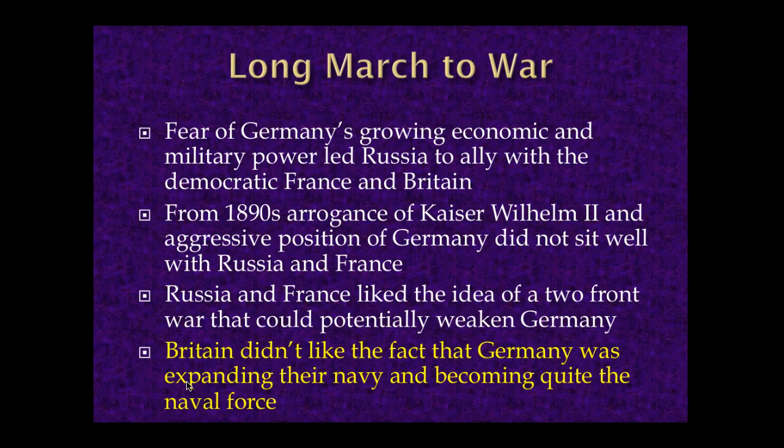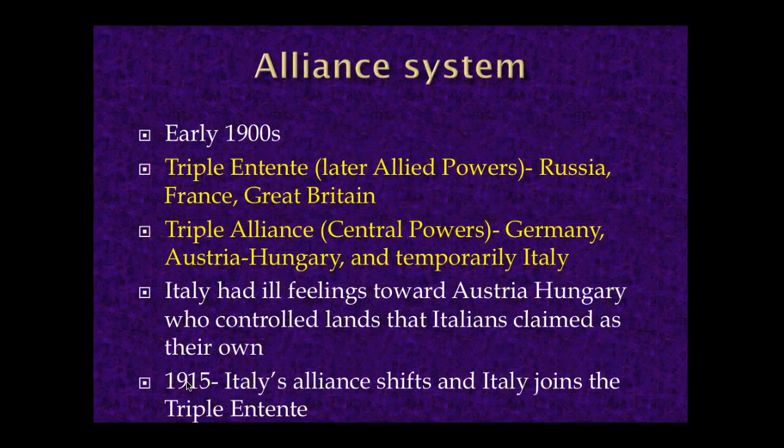So if you fight in two places at once, it's going to weaken your resources and then make them easier to defeat. And Britain doesn't like the fact that Germany is expanding their navy to compete with theirs, so they end up forming alliances with Russia and France, which is going to create our alliance system of the early 1900s.